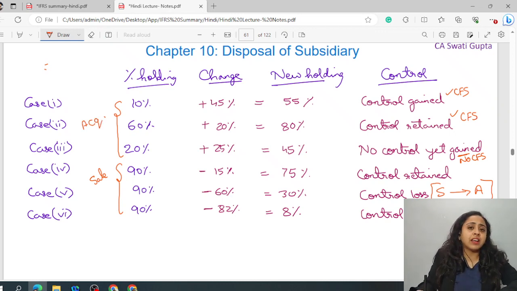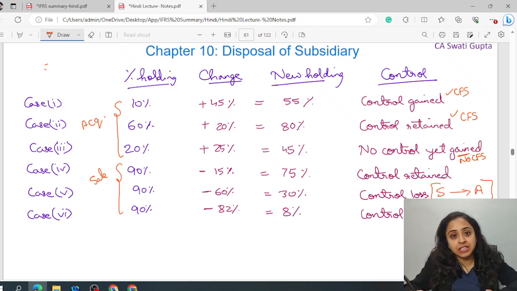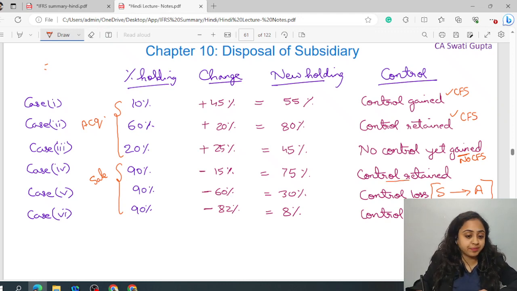For example, currently the investor is having 90% holding. It decides to sell off, to dispose of 15%. This means the remainder is 75%. Initially there was majority, and after partial disposal also there is 75% holding. This means the subsidiary remains subsidiary, no control is lost. So control is retained.